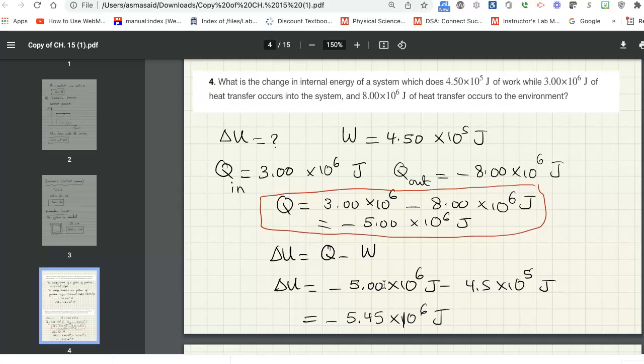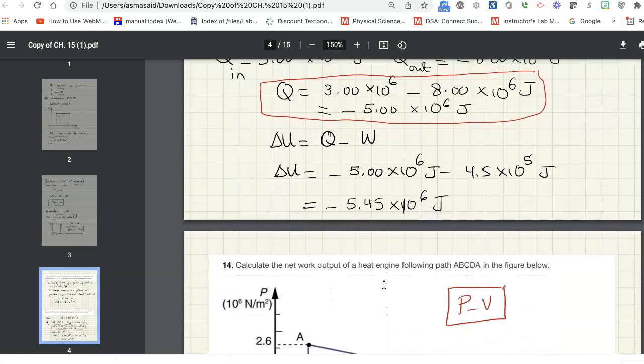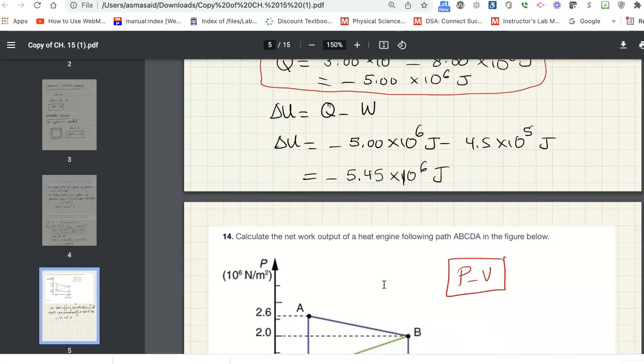Then we need to find the net heat, which is going to be 3 × 10^6 minus 8 × 10^6, and that is going to be negative 5 × 10^6. Now delta U equals, of course, Q minus W, and that is Q net, which is negative 5 × 10^6, minus 4.5 × 10^5 joules, and that is going to be negative 5.45 × 10^6 joules. And therefore, we find that the internal energy of the system is going to decrease.